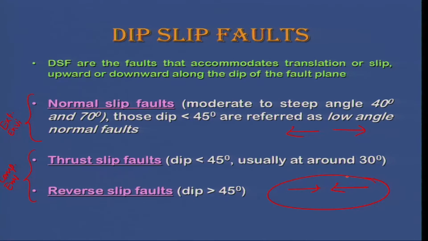Mostly in the Himalayas we see this pattern of deformation, and we will come across mostly thrust faults and reverse faults. Thrust faults are the faults which have a dip of less than 45 degrees. If the dip is greater than 45 degrees, then they are termed reverse faults.